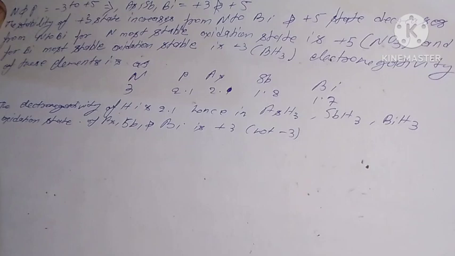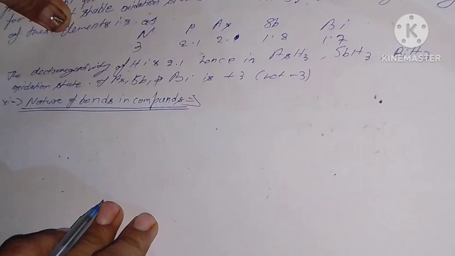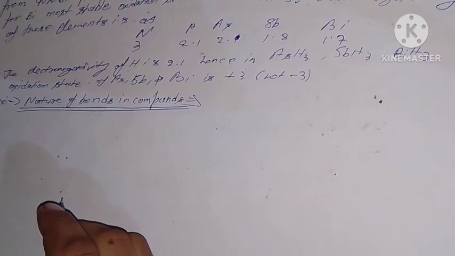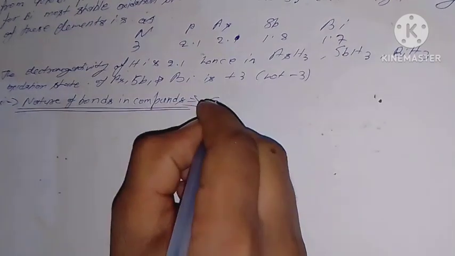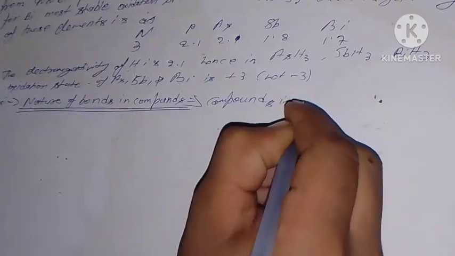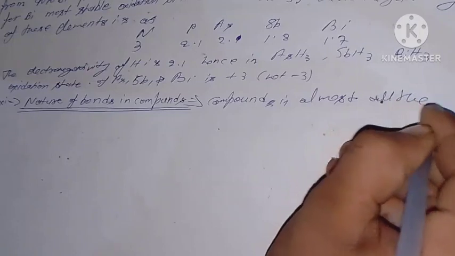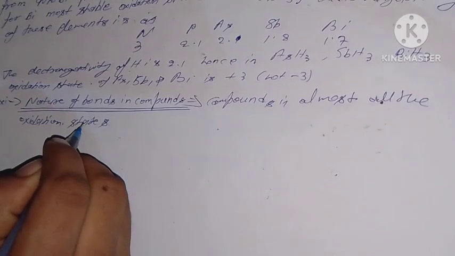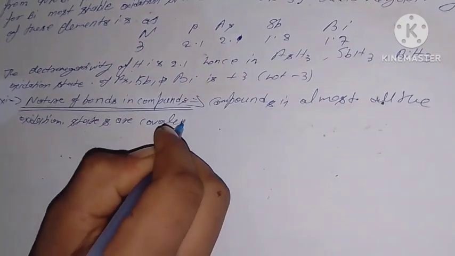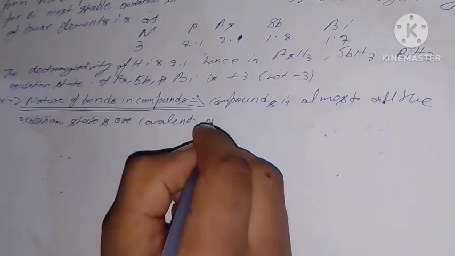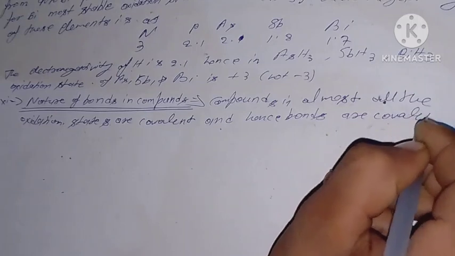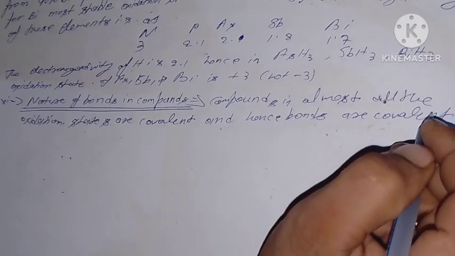Next point, nature of bonds in compounds. Compounds in almost all the oxidation states are covalent, and hence the bonds are covalent.